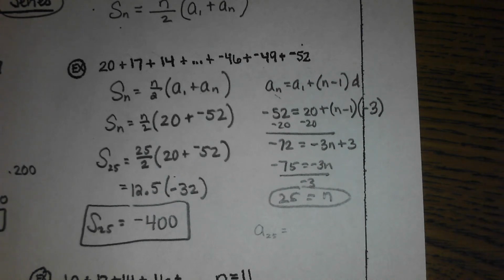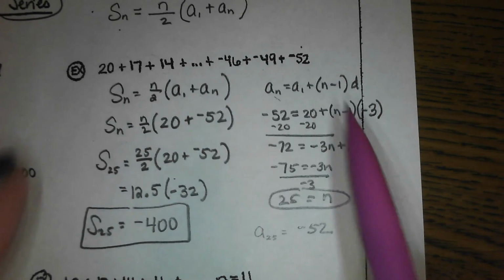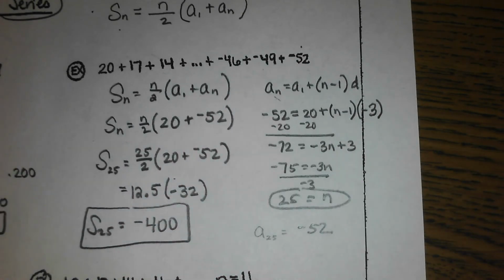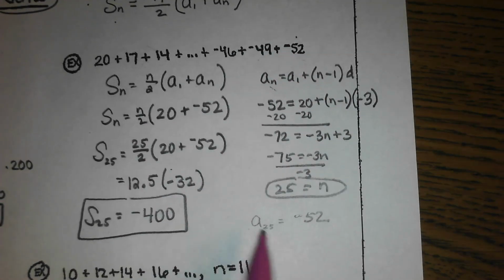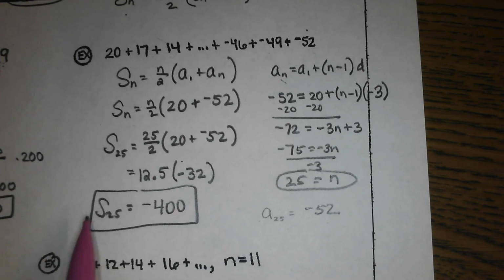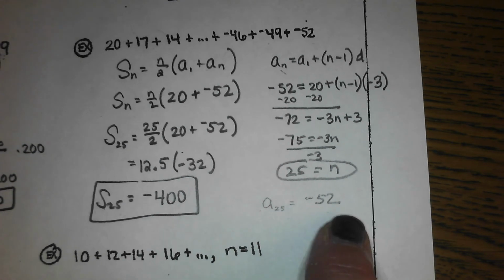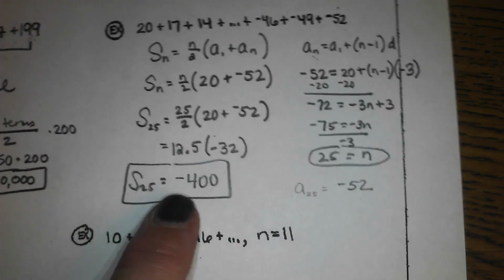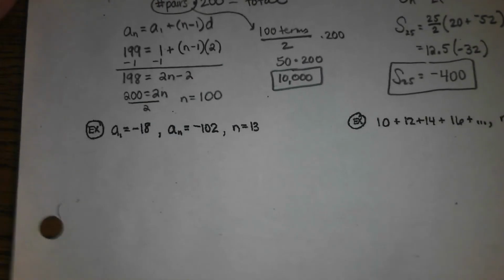Lucas K, help her out. It's negative 52. The 25th term, since this sequence only has 25 terms, the 25th term in this case is the last term, and that last term is negative 52. So a sub 25 being negative 52 versus capital S sub 25 being negative 400 mean two totally different things. The 25th term isolates just what is that term. S sub 25 adds up all of the terms through the 25. Yes? Any questions?